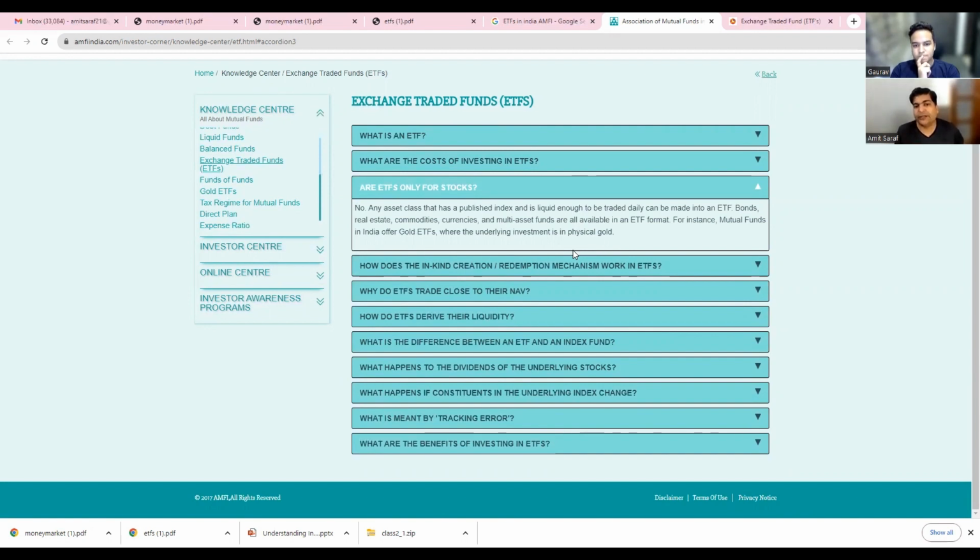Gold ETFs we have already discussed, that they keep physical gold and then they issue units. So now you can buy gold worth rupees 5,000, which you can probably never go and buy from a jeweler. So multi-asset funds and all, different things. For anything you can practically create an ETF.